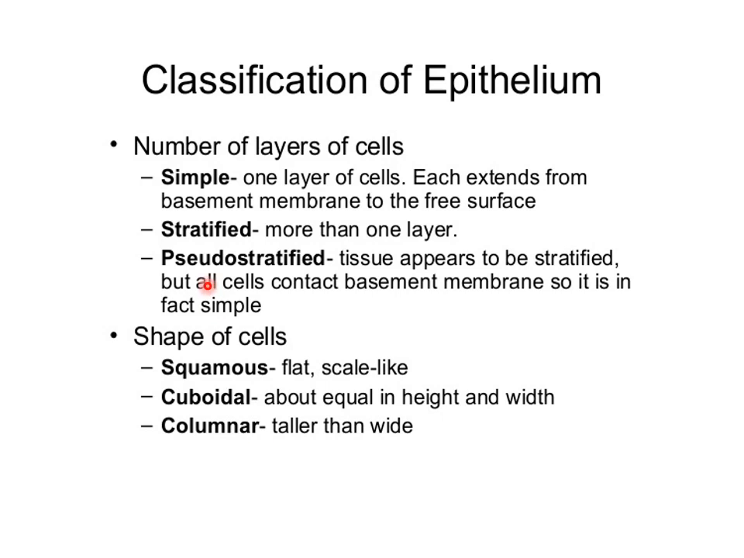So according to the number of layers, we have the simple epithelia, or the stratified epithelia if more than one layer. And then according to the shape, we can have the simple squamous, the simple cuboidal, or the simple columnar. Or we can have the stratified squamous, stratified cuboidal, or columnar, which we will discuss later on.